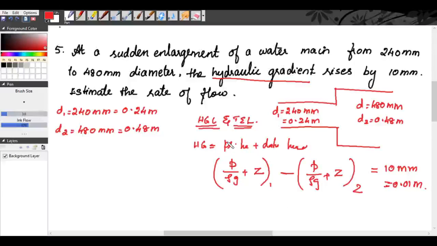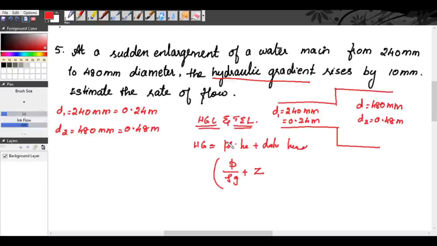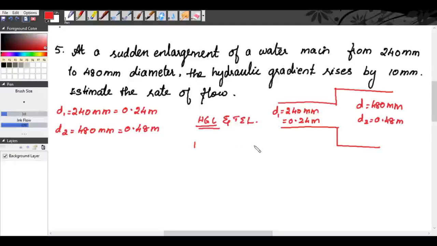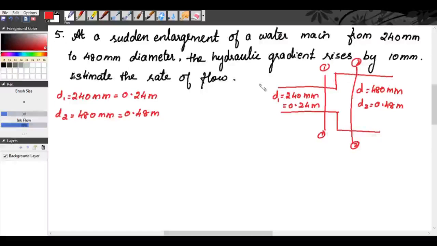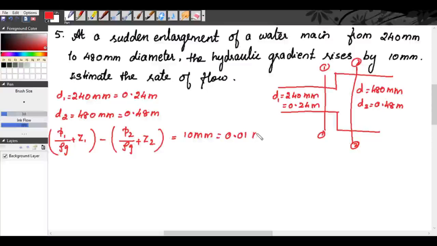So I hope you understood the concept of hydraulic gradient line and the total energy line. We have studied it in our last class in the theory part. Okay, now in this question it is given that the hydraulic gradient rises by 10 mm. So we have two sections. We can take this as section 1 and this as section 2. So if the hydraulic gradient is rising, it is P1 by rho g plus Z1 minus P2 by rho g plus Z2 is equal to 10 mm, that is equal to 0.01 meter.